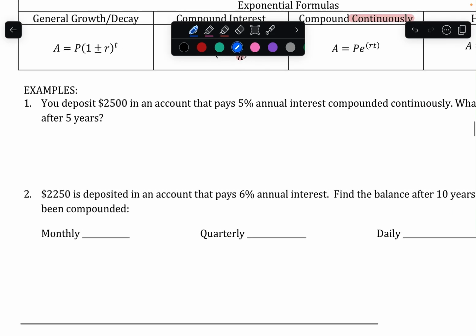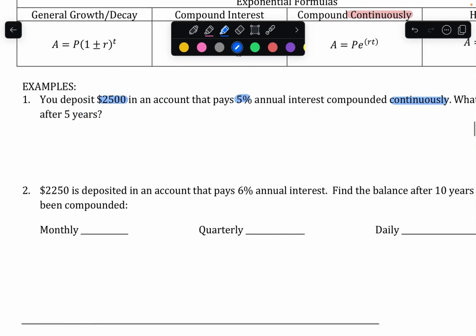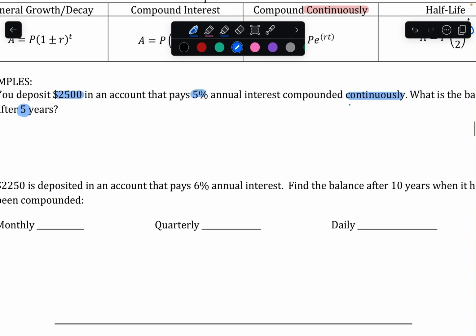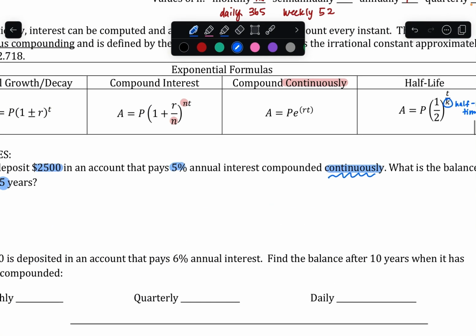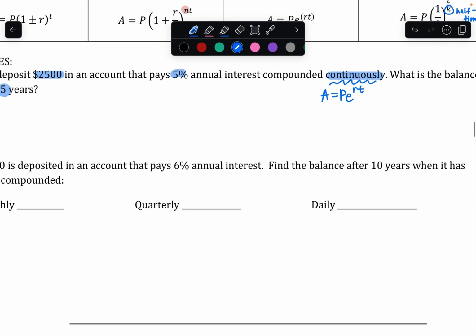You deposit $2,500 in an account that pays 5% annual interest compounded continuously. What is the balance after 5 years? Okay, so as soon as I see that word continuously, that tells me I'm using this PERT formula. So I'm going to write that down. A equals P times e to the rt. Remember, e is not a variable. That's a constant, kind of like pi.